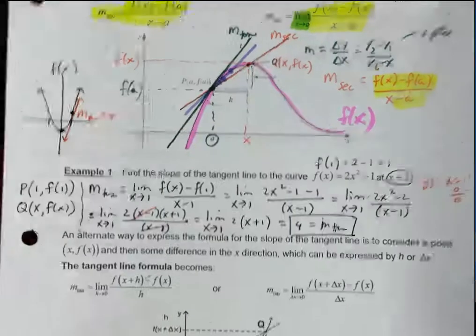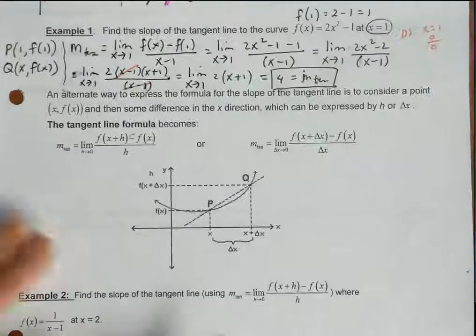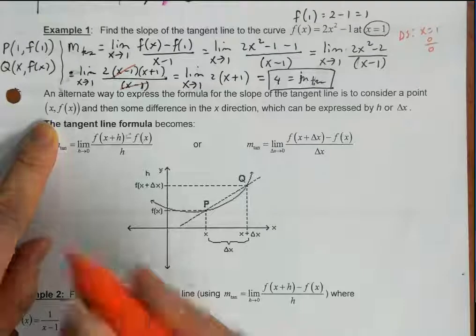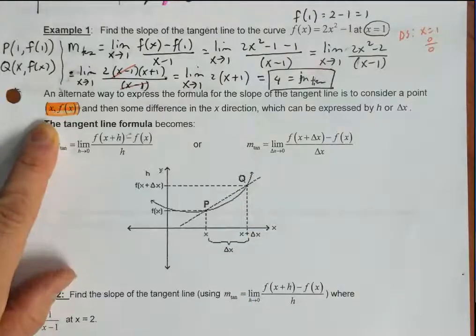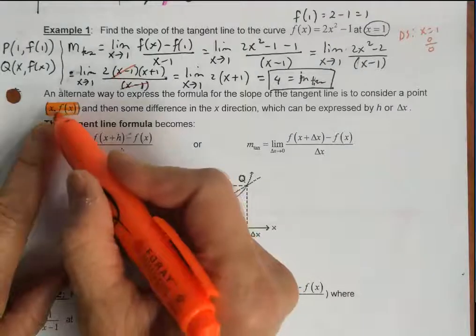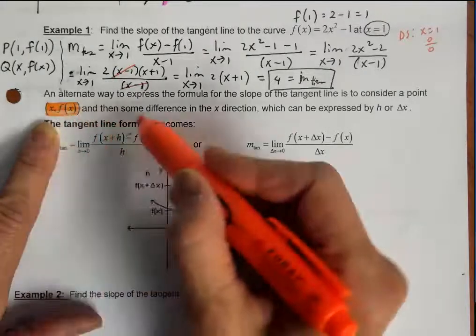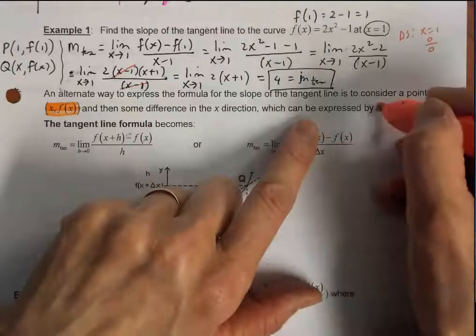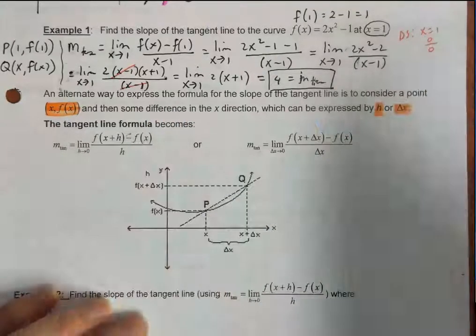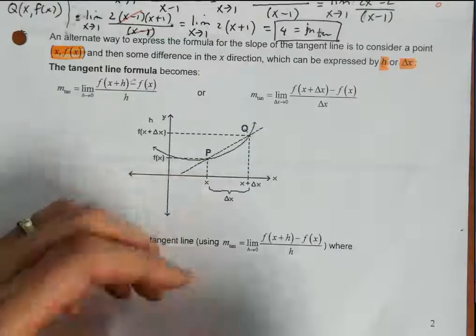All right, let's move on to an alternate way. An alternate way to express the formula for the slope of the tangent line is to consider a point (x, f(x)). So instead of our P point being (a, f(a)), I'm going to call my P point (x, f(x)). And then you're going to take some difference in the x direction, which can be expressed by either an h or a delta x.